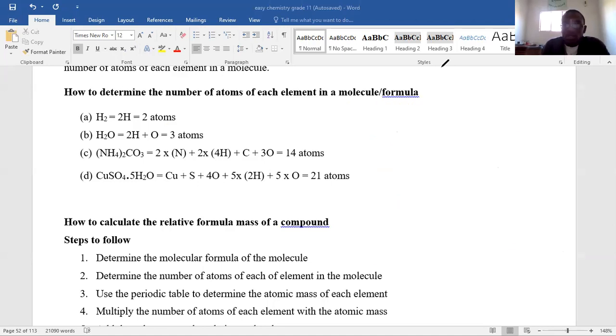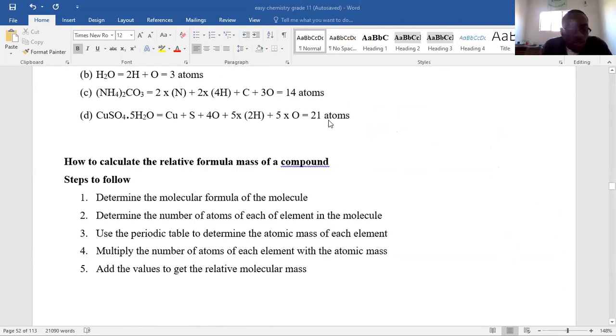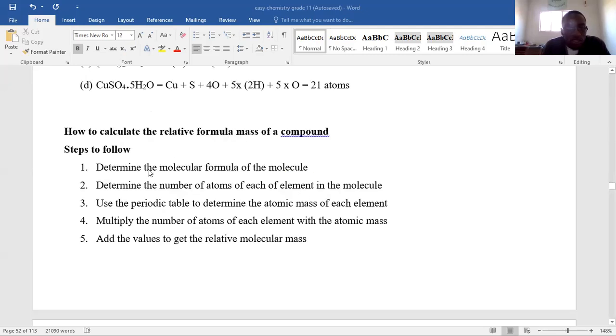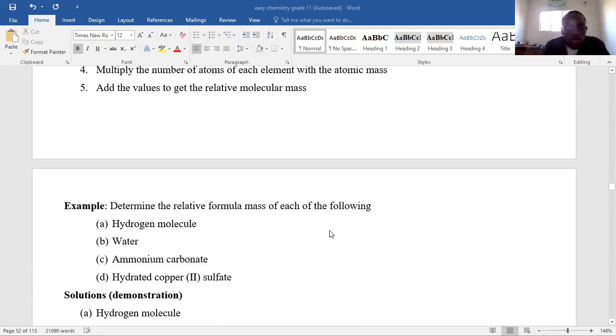So to proceed, we're going to learn how to determine the relative molecular mass. Remember, we are on the relative molecular mass. So those are a few steps that you can follow. Determine the molecular formula of the molecule, determine the number of atoms that are present, then use the periodic table to determine the atomic mass of each element. Then multiply, this is the key, multiply the number of atoms of each element with the atomic mass. And then you add the values together. So let's look at how it's done.